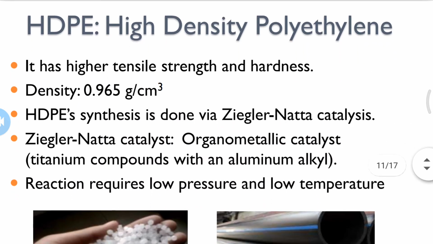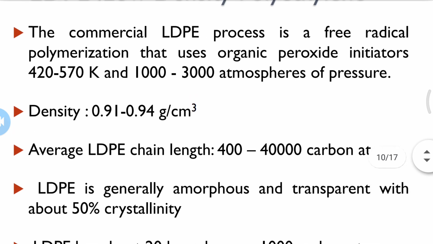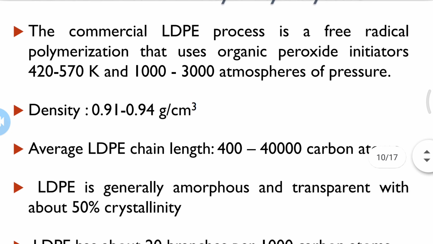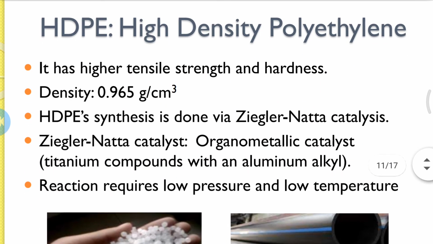Another example, HDPE, high density polyethylene. It has higher tensile strength and hardness. Its density is near about 0.965 gram per cubic centimeter. Here the low density polymer has a density of 0.91 to 0.94 gram per cubic centimeter, and the high density polymer has a density near about 0.965 gram per cubic centimeter.